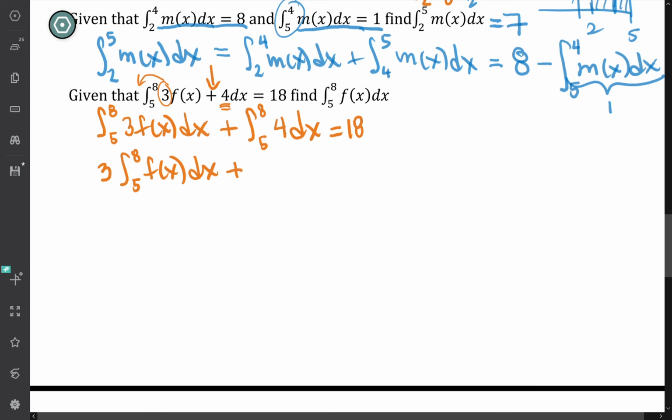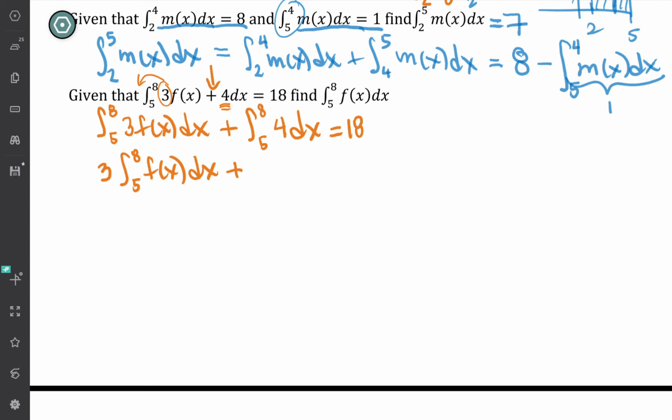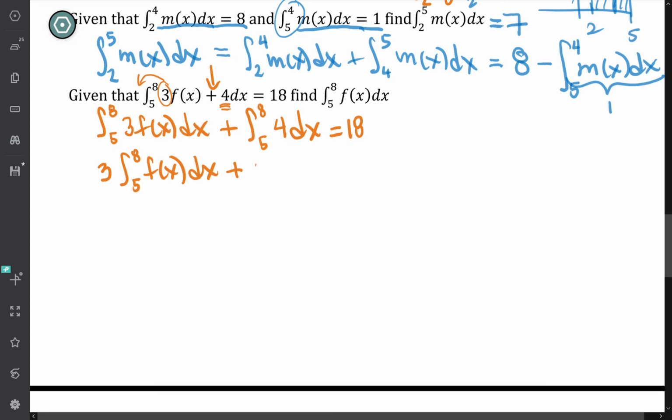This is the part that most people mess up. People just want to separate the 4 out completely and not put an integral on it. But you do have to integrate that 4, and we know the antiderivative of 4 is 4x. So we have to take that 4x and evaluate at 5 and 8. I'll give you a graphical way to do that as well in a second. So we get 3 times the integral from 5 to 8 of f of x, plus 4 times 8, which is 32, minus 4 times 5, which is 20. So we're getting 12.